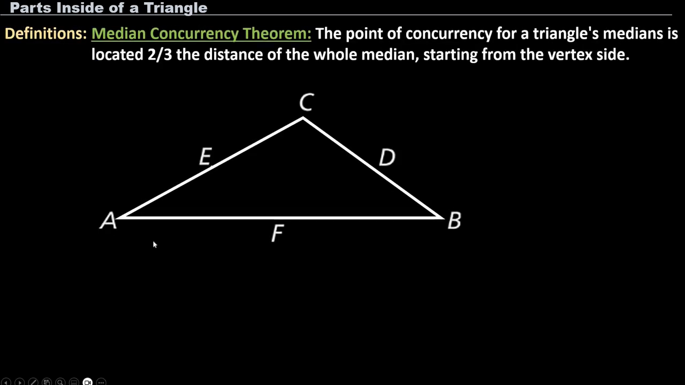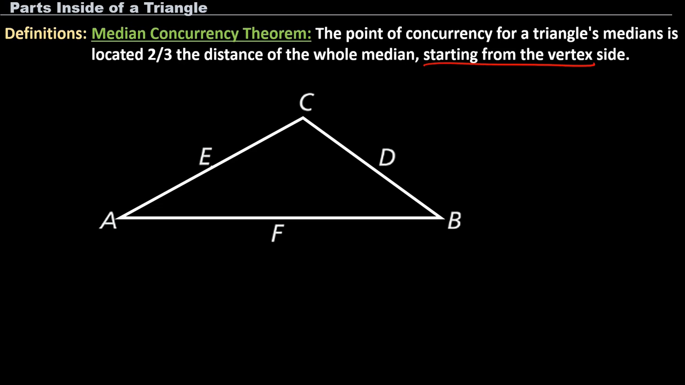So now we want to talk about medians, and how they work together to help us continue to find parts of a triangle. Our first definition is the median concurrency theorem. The median concurrency theorem states that the point of concurrency for a triangle's medians is located 2/3 the distance of the whole median, starting, and this part's important, starting from the vertex. And again, concurrency means where lines are intersecting each other at a point.